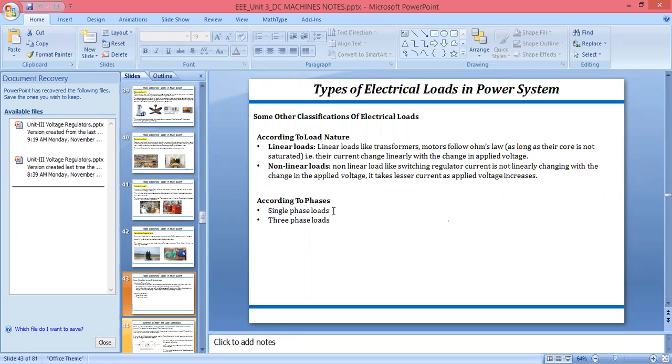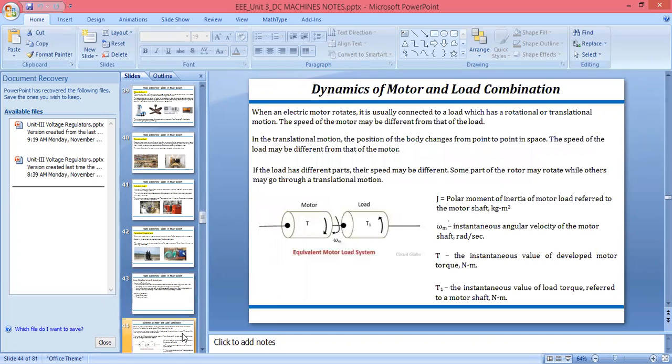Then according to the phases, there are the single phase load and the three phase load. Single phase load means what? The load which we can use at a domestic level. This we can call the single phase load. And the load which we cannot use at a domestic level, which we can use at an industrial level, we can say is a three-phase load. Now we have to see about the dynamics of a motor and the load combinations.